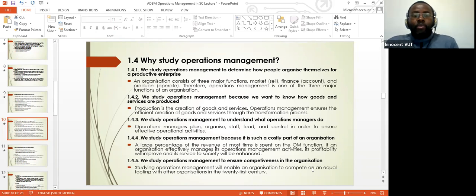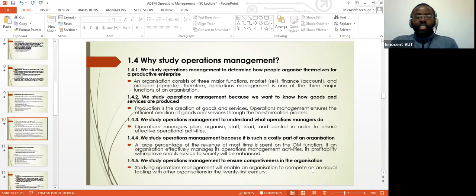The second reason why we study operations management is that we want to know how goods and services are produced. Production is the creation of goods and services. Operations management ensures the efficient creation of goods and services through the transformation process. So for us to understand the transformation process, we have to study operations management.